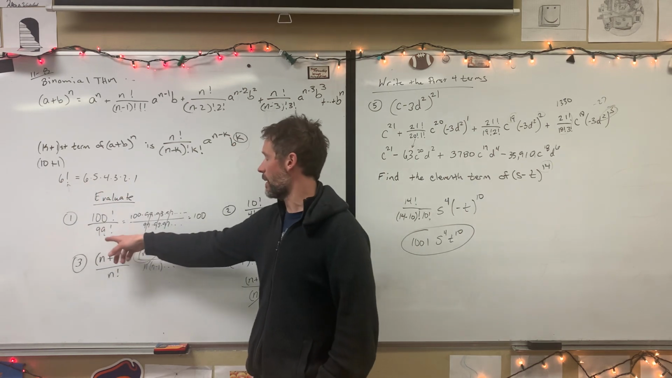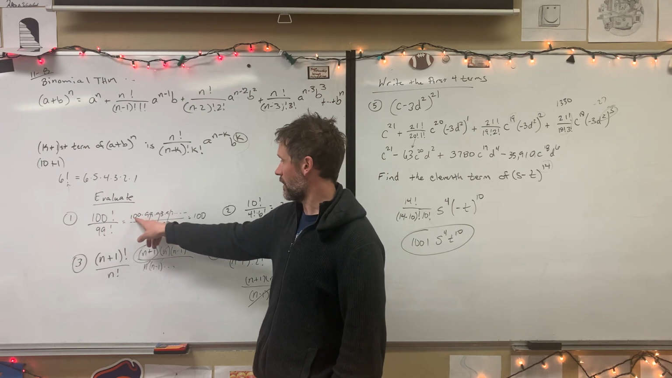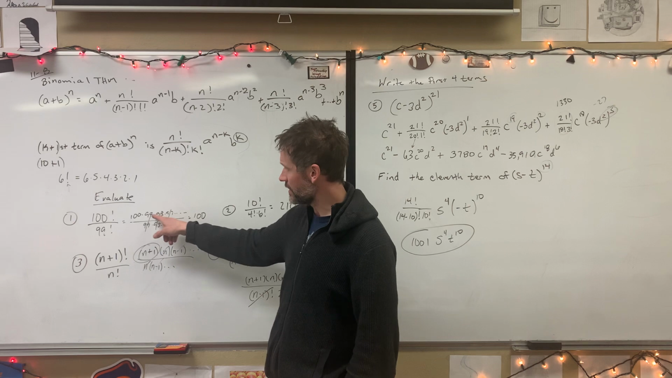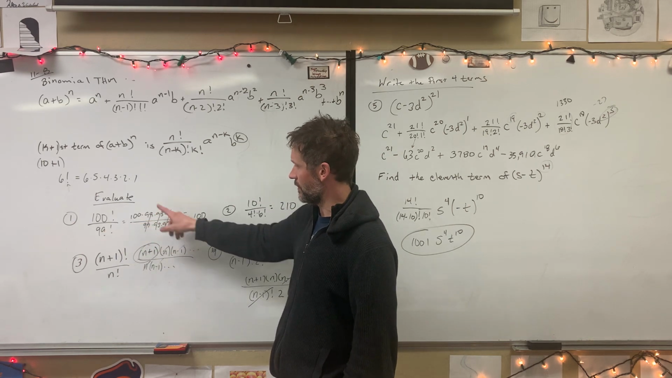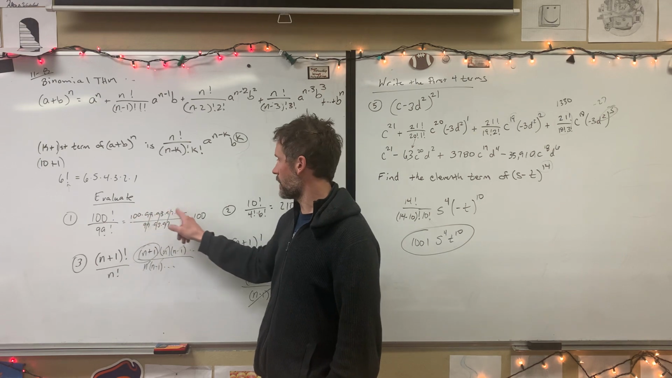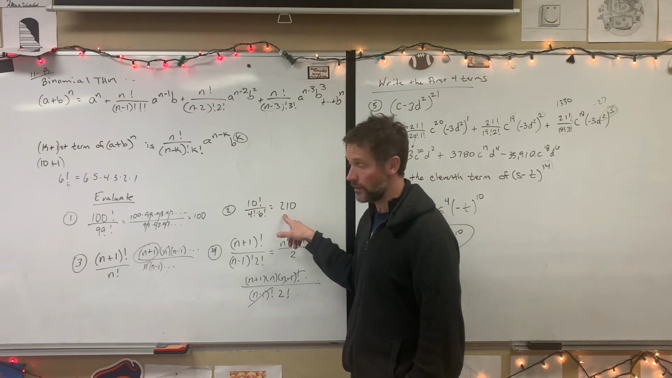Here was an example, 100 factorial over 99 factorial. You could crank that on your calculator, but we recognize 100 times 99 times 98 times 97, and 99 factorial is 99 times 98 times 97. So those all cancel, and you're just left with 100. Number 2, just crank it out on your calculator, you get 210.